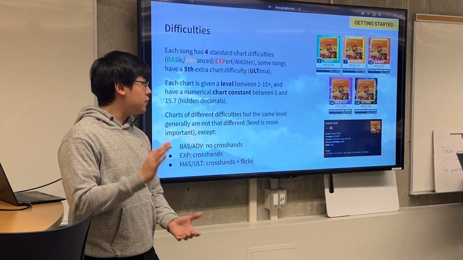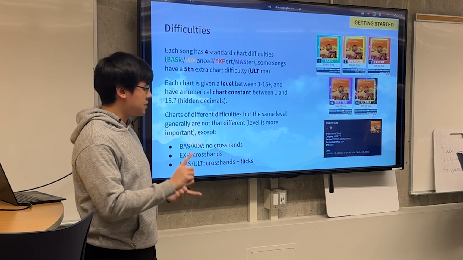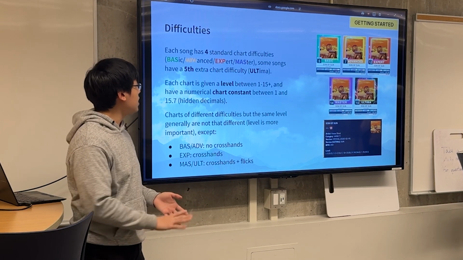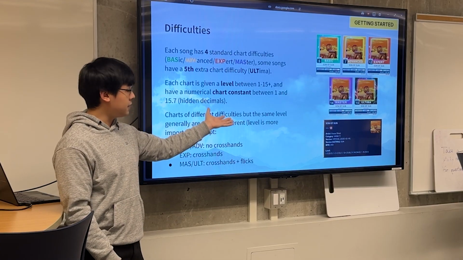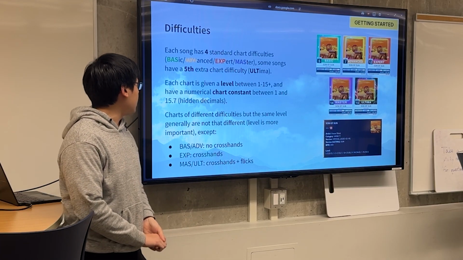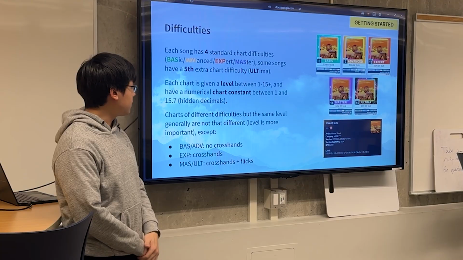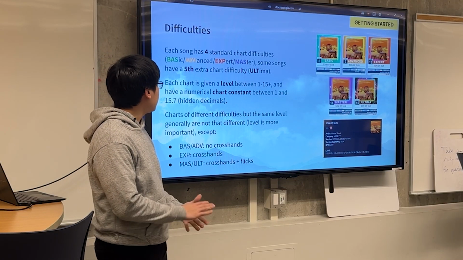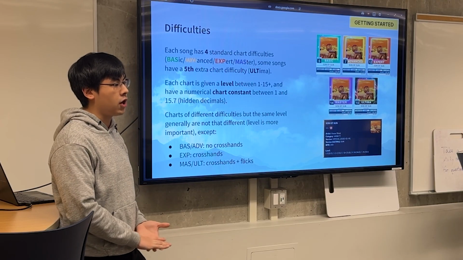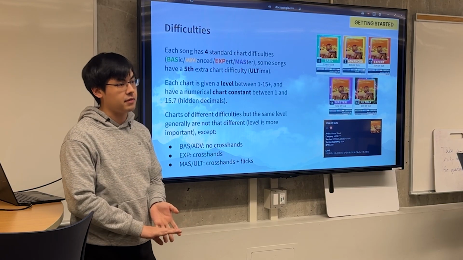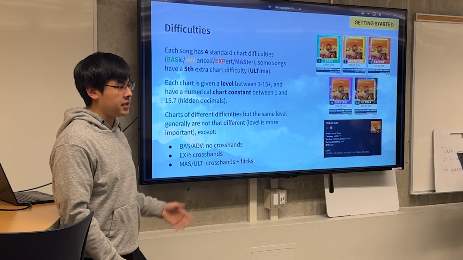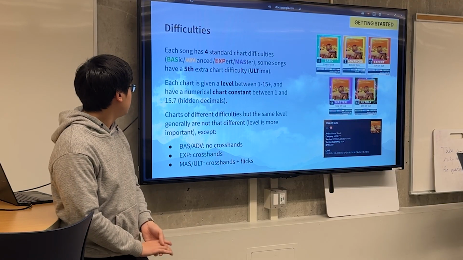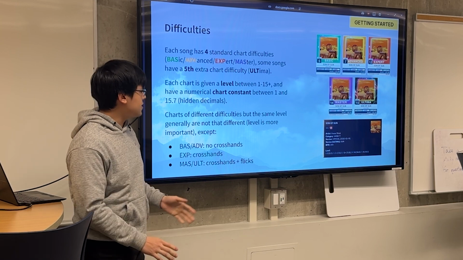There are 4 standard difficulties: basic, advanced, expert, and master. Each song will have at least 4 charts, and some of them have an extra 5th difficulty, which is ultimate. Every chart is given a level between 1 and 15 plus. You can see this in the icon next to the difficulty name. Each one also has a hidden chart constant, between 1 and 15.7. This is not displayed in game, but it is integral to the rating formula, which we'll be talking about later.